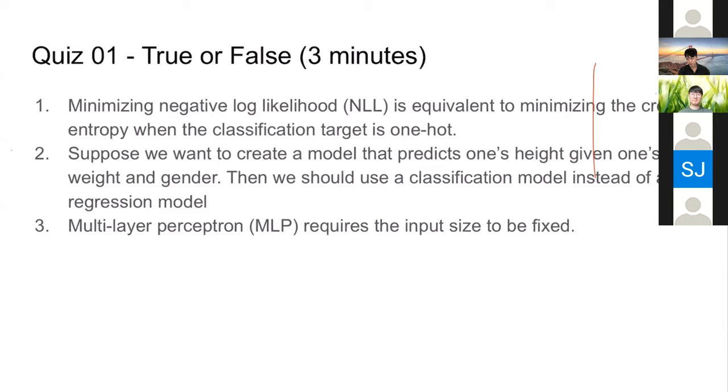Suppose we want to create a model that predicts one's height given one's weight and gender, then we should use a classification model instead of a regression model. This is false, right? We should use a regression model. So I think most of you got it correct. And also number three, this is correct too. I mean, this is true. So most of you got it correct too.